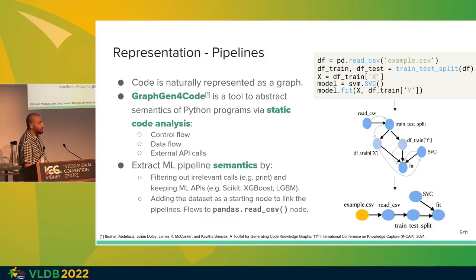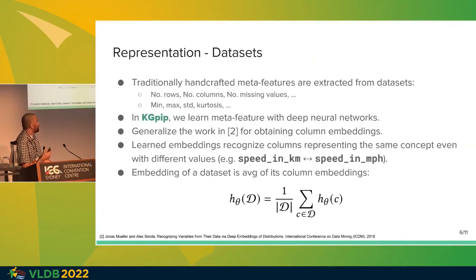Adding this node, representing the dataset here, example.csv, will help link the pipelines that are for the same dataset. So our graph neural network, when it takes these graphs afterwards, will learn that these pipelines belong to the same dataset. Now, this is how we represented pipelines. How about how we represent datasets?